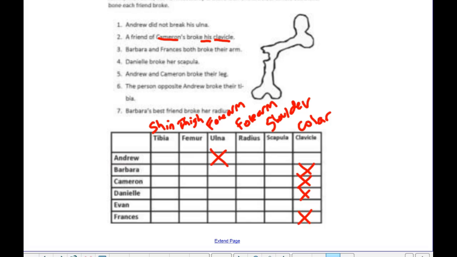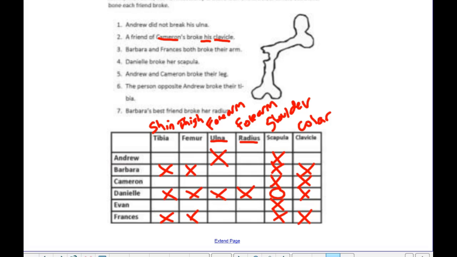Frances is the girl. Barbara and Frances both broke their arms. The only ones that are arms are ulna and radius. So Barbara and Frances are going to mark out everything but ulna and radius. Danielle broke her scapula. It tells us exactly what it is, so we go to scapula for Danielle. And that means we're going to put X's up and down and left and right.